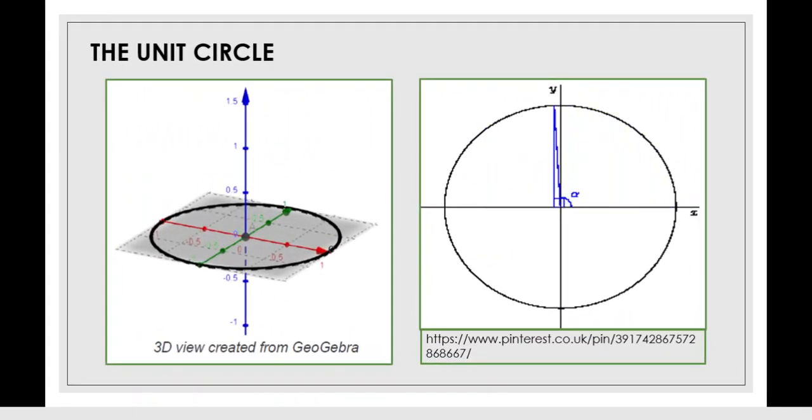So let us start by having this unit circle given in 3D view created from the software GeoGebra, while this one is a unit circle in 2D view. So why do we need to study unit circle? Unit circle plays an important role in the field of mathematics, particularly in precalculus. It is a basic tool that would help us understand trigonometry and its function.